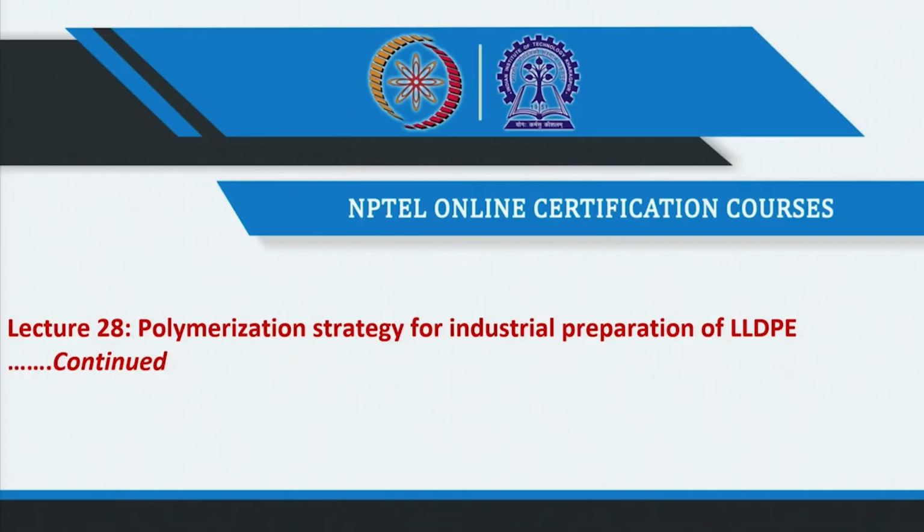Welcome. In the last class we started our discussion about the polymerization strategy for LLDPE preparation, and today we will continue. We discussed the strategy for LLDPE, and we learned that we need to do alpha copolymerization. Copolymerization means there are two monomers: one is ethylene and the other is an alpha olefin, but with a shorter carbon chain, not a very large number of carbon atoms.